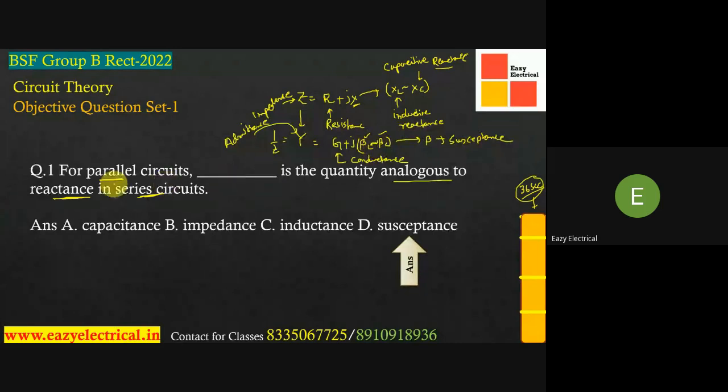So, if the question had said, then what is, in a parallel circuit, what is analogous to impedance? Then what will be the correct answer? If the question had been given like this: in the case of a parallel circuit, which quantity do we use as analogous to impedance, then what will the answer be? Try and answer. So what will be the correct answer?